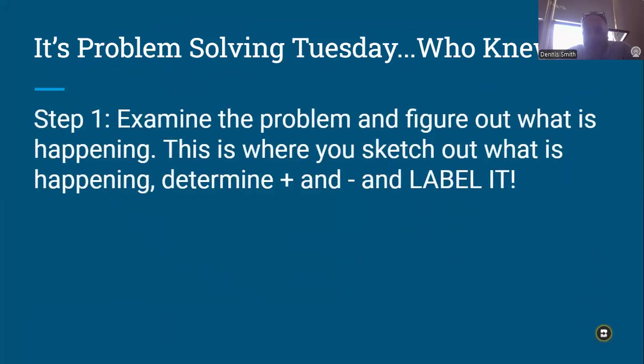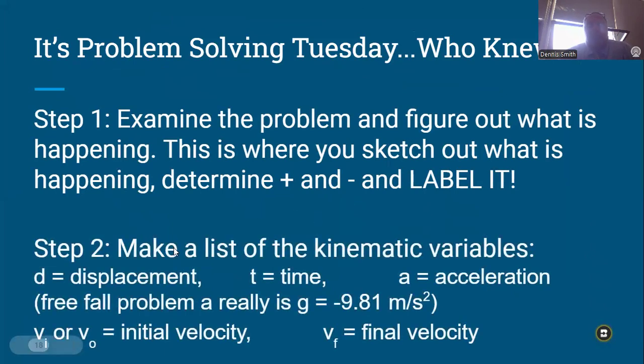All right. Step one, examine the problem. Figure out what's happening. This is where you sketch out what is happening, determine the plus and the minus, and label it. Okay. And then step two, you're going to make a chart and list of the kinematic variables. Okay. When you make those kinematic variables, they are displacement, time, acceleration or gravity, initial velocity, final velocity. What I do is I make a chart, it's just like the DST charts that we made.